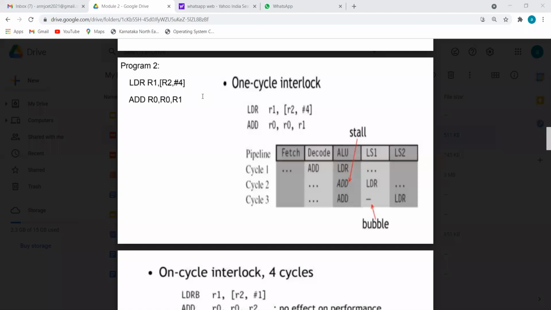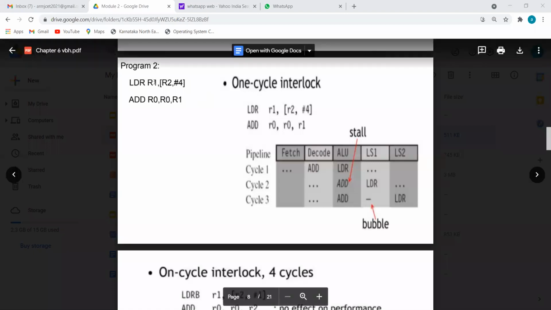So first of all, LDR means what? Load register R1 from where? We have to calculate R2. R2 plus 4 gives a new value; take it from that location and load onto R1, but don't change R2 because it is a pre-index offset. It is not a pre-index write back. It is not a post-index where I used to write a hash outside. Also, there is no exclamation mark. Hence, it is a pre-index offset.